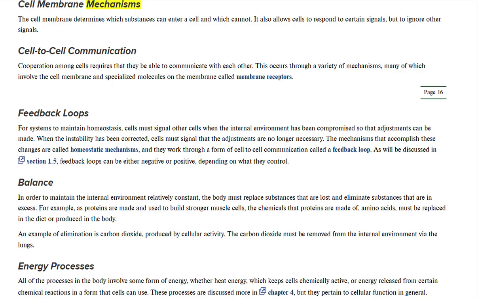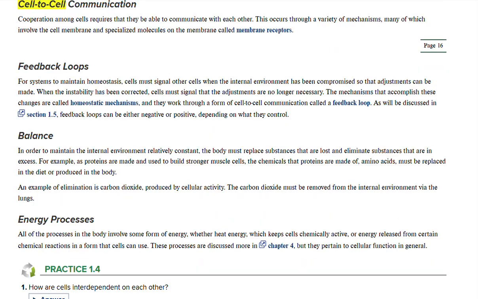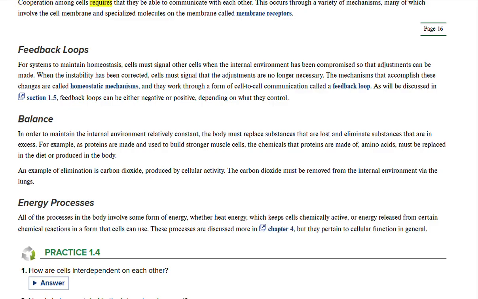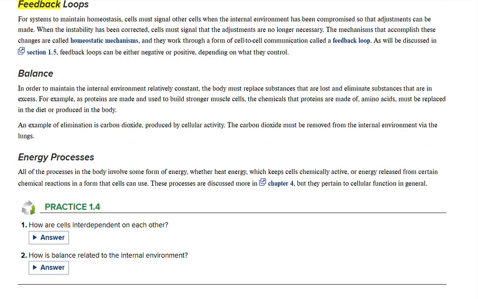Cell membrane mechanisms. The cell membrane determines which substances can enter a cell and which cannot. It also allows cells to respond to certain signals, but to ignore other signals. Cell-to-cell communication. Cooperation among cells requires that they be able to communicate with each other. This occurs through a variety of mechanisms, many of which involve the cell membrane and specialized molecules on the membrane called membrane receptors.